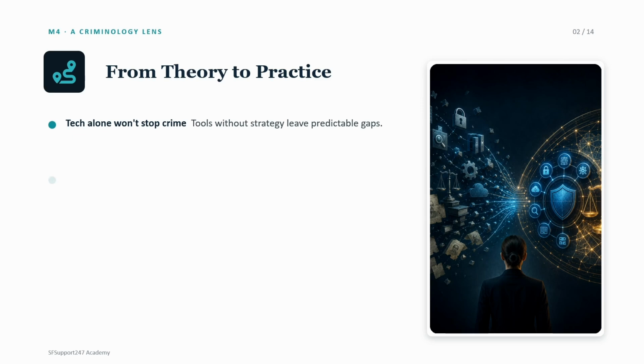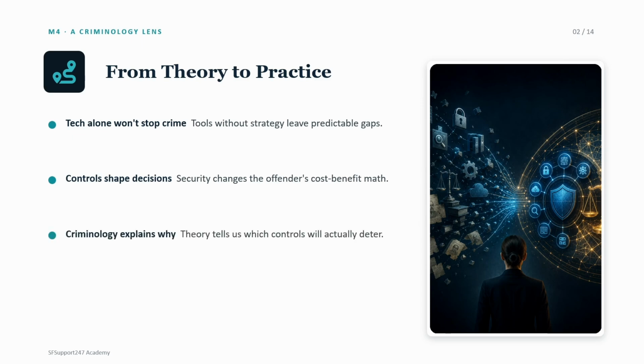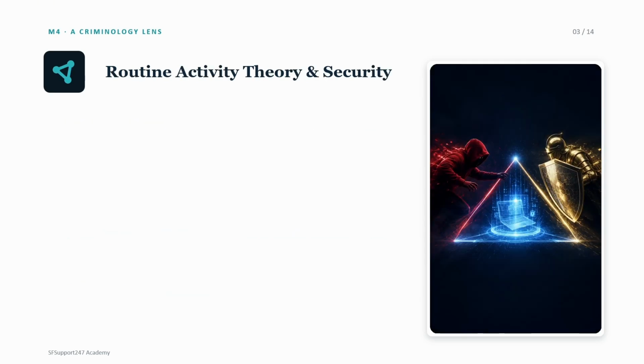Tech alone won't stop the crime. Security changes the offender's cost-benefit math. Controls shape the decisions. If you have more security, then in the cost-benefit math for the offender, it is very costly for them to go and commit a cyber crime or make a cyber attack. Theory tells us which controls will actually deter. Criminological theory explains why. Deliberate defense beats scattered tooling, designed with intent in order to protect.